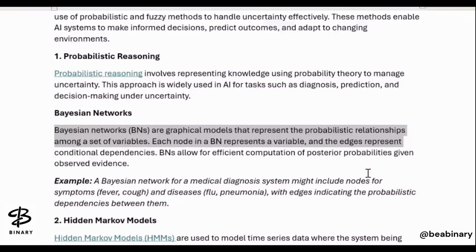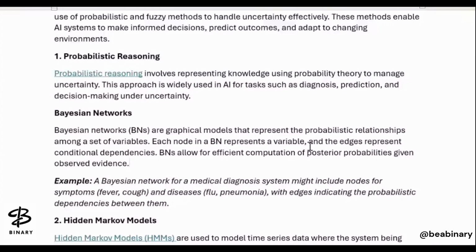And what do you understand by the conditional dependencies, the edges and the variables? Remember, we have also talked about semantic networks, where we represented the relationship between various concepts, right? So here also we are talking about the relationships, or the conditional dependencies, between the various variables.